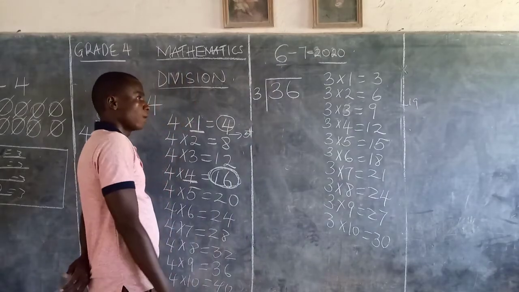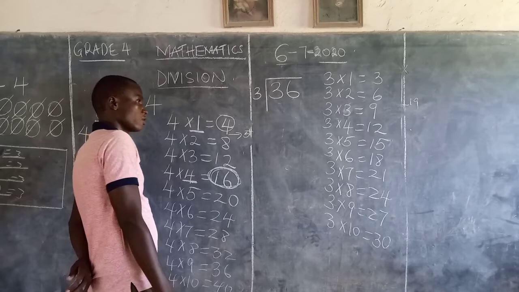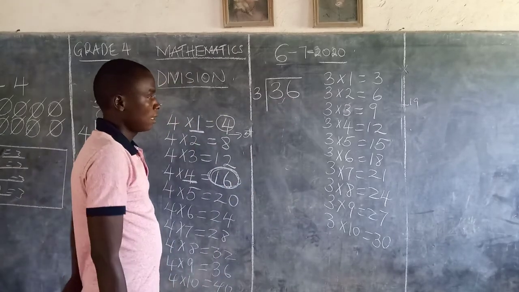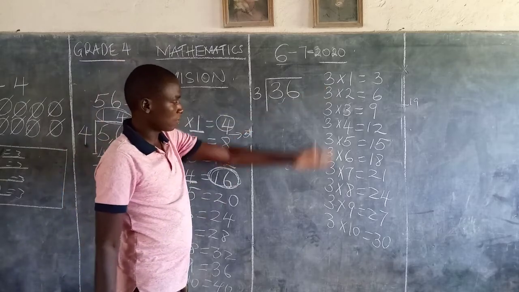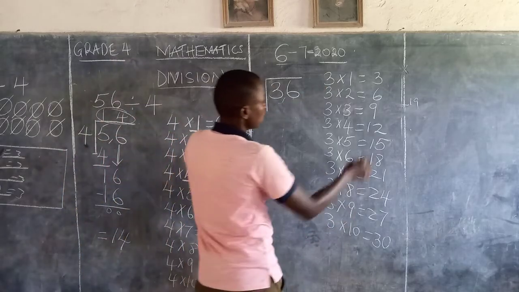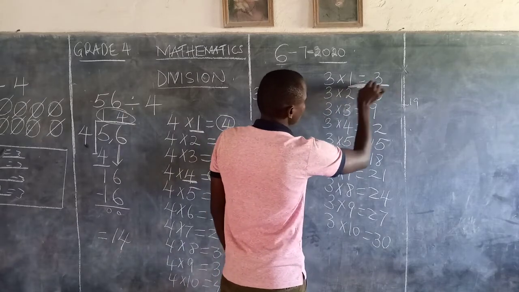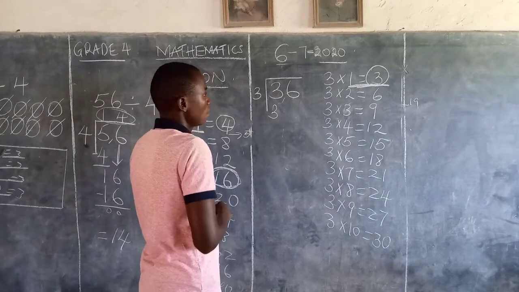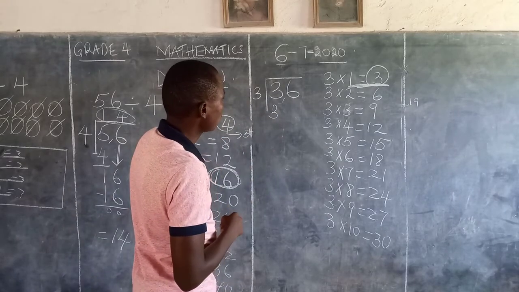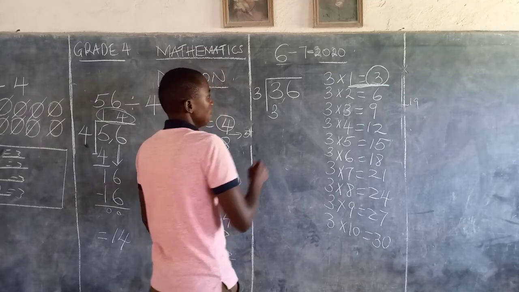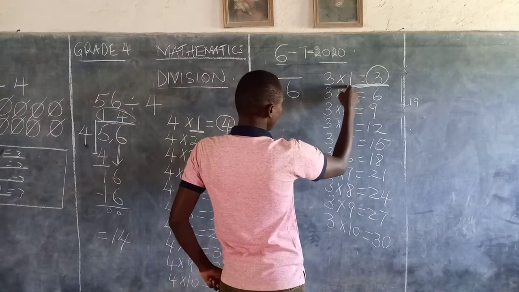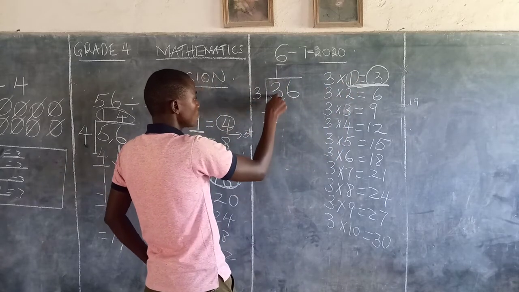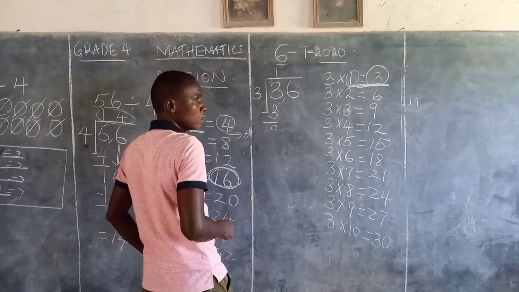Group your number into single digits. Split it into single digits. You are going to have 3 and 6. Look for 3 from your table. Yes, you have 3 here. You take it and write it here down. Ask yourself, which number was multiplied by 3 to get 3? The number that was multiplied by 3 to get 3 was 1. You write it here, and then you subtract here. When you subtract here, you are going to get 0.